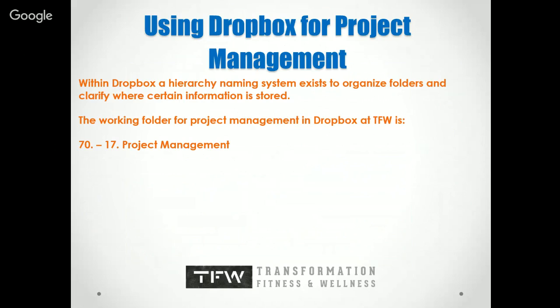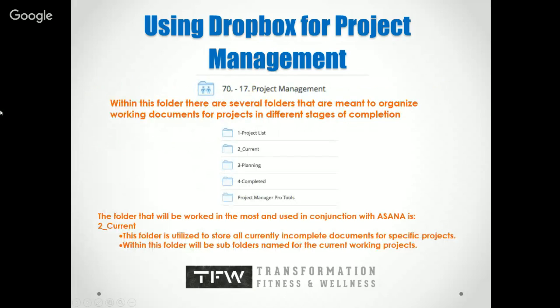Within Dropbox, a hierarchy naming system exists to organize folders and clarify where certain information is stored. The working folder for project management in Dropbox at TFWellness is 70./17.projectmanagement. And I've already showed you kind of that breakdown. So within that, here's what it looks like. Within the folders, there are several folders that are meant to organize working documents for projects in different stages of completion. So you've got project list, current, planning, completed, project, and there's a project management pro tool.